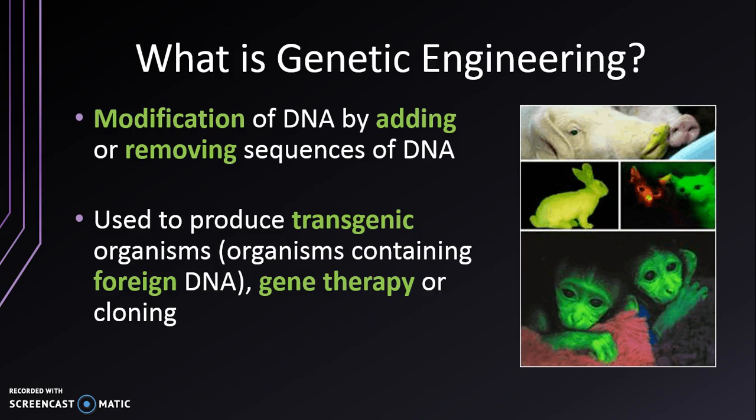Now, back to these organisms here on the right side of the screen, these animals are all modified to contain a glow-in-the-dark gene found in fireflies. So you can see the pig's nose glows up, the rabbit glows in the dark, this cat's nose and ears are glowing, and these monkeys, their skin is glowing because their DNA has been modified and injected with DNA from that firefly gene.